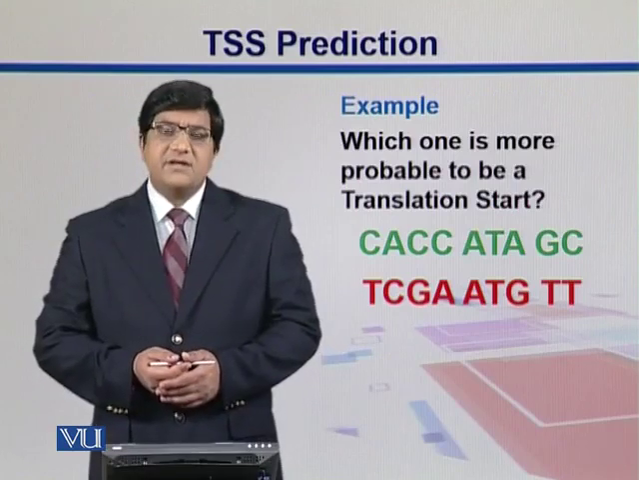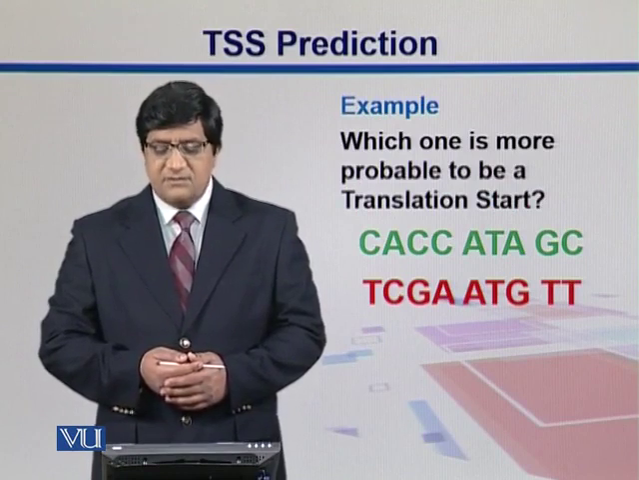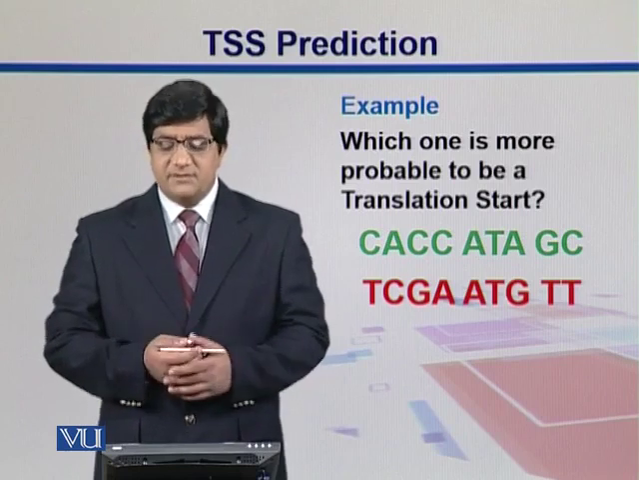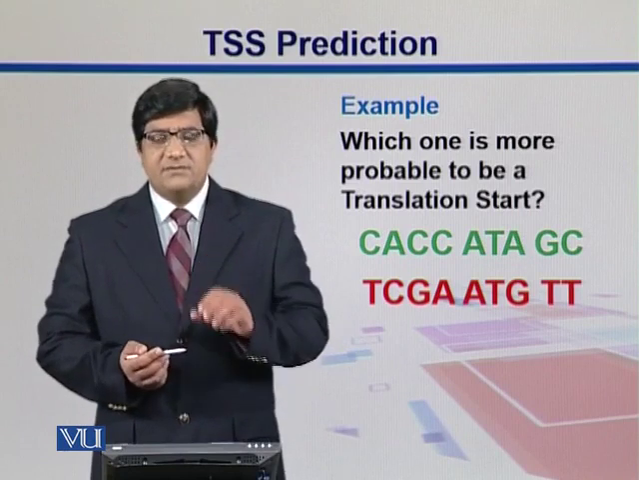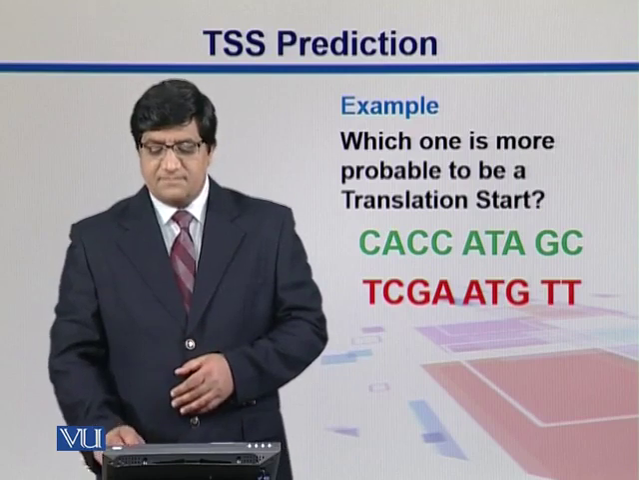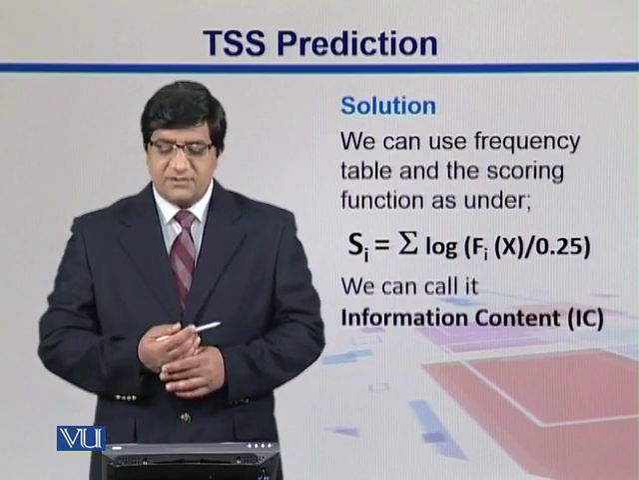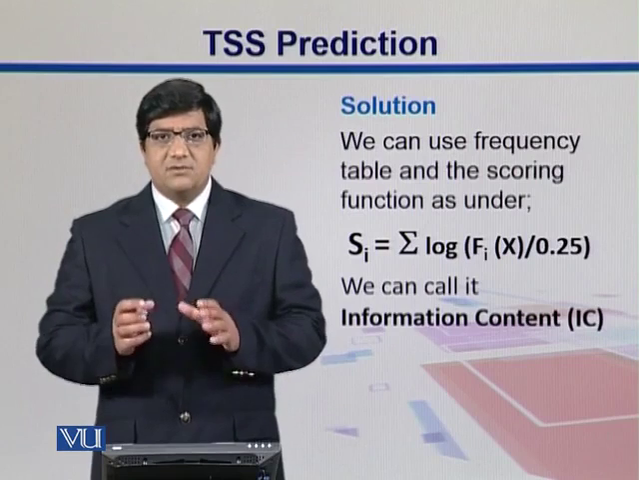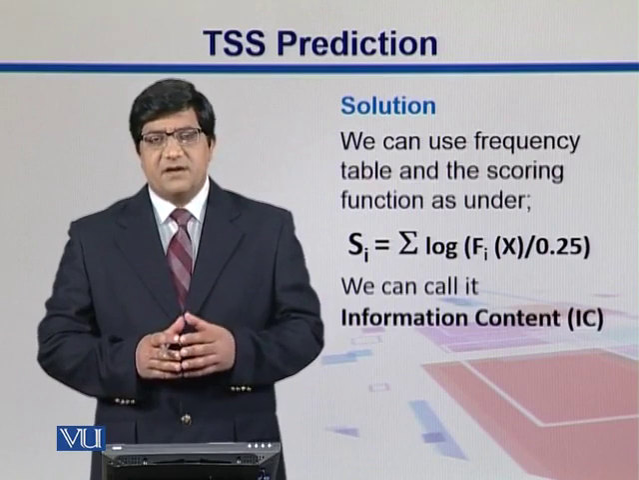So let's do an activity in order to elaborate this point. We have two sequences. One of them is CACC ATAGC, and there is another one where we have ATG and some neighbors, the green one and the red one. How can we say which one belongs to a place where we have this TSS? We can use the frequency table as a scoring function. The frequency table gives us the frequencies of those nucleotides, which was calculated from some training data. We have seen that in the previous slides.